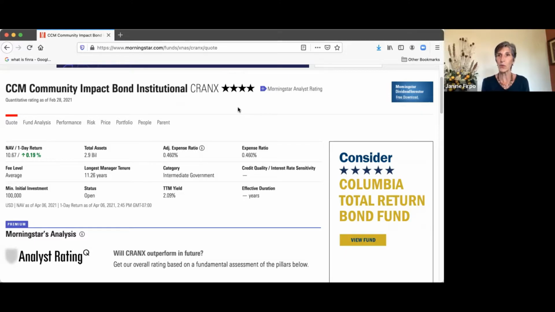The next thing to notice here is that there are 5 stars after the CRANX, after the ticker. And that's showing that Morningstar, which uses a 5-star rating system, thinks fairly highly of this particular fund. We can also see here under total assets that this particular fund holds $2.9 billion. So it's a relatively large fund. There's a lot of money that's been invested in it.